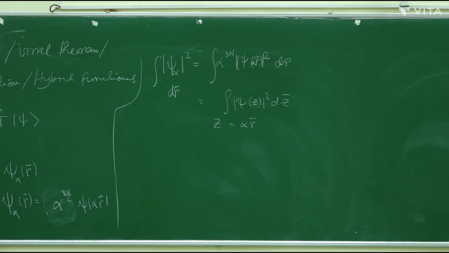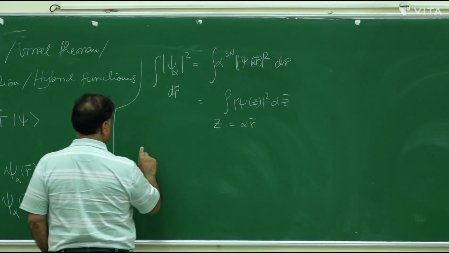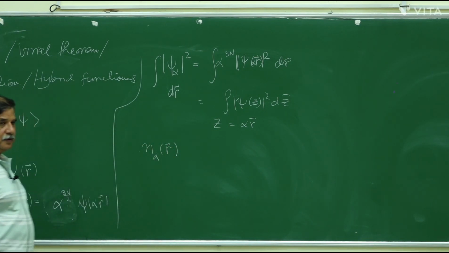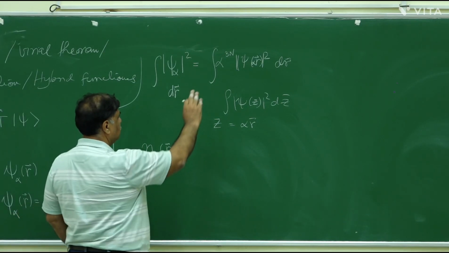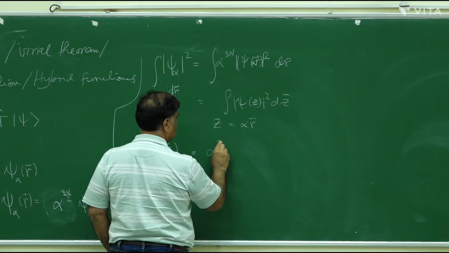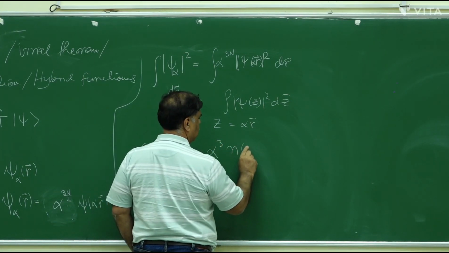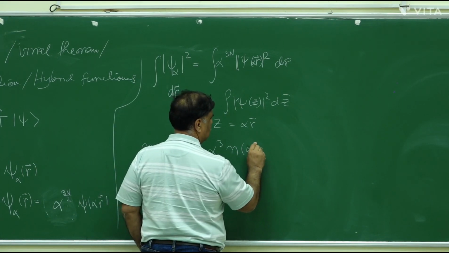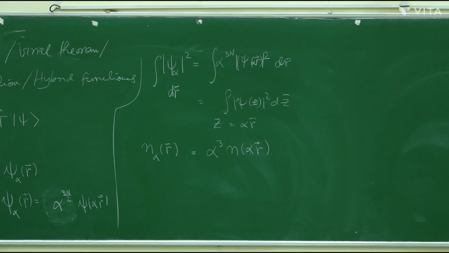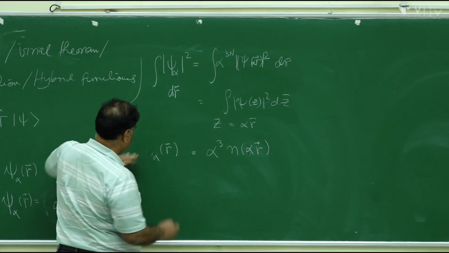In the same manner, the density, define n alpha r, this you can see right away is equal to modulus of this, which is going to be alpha raised to 3 n alpha r. Alright? Now we do it in terms of n. Well, I'm not using rho.